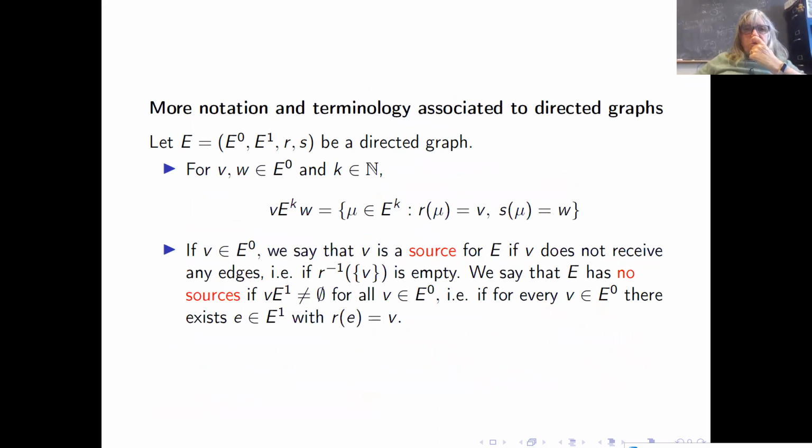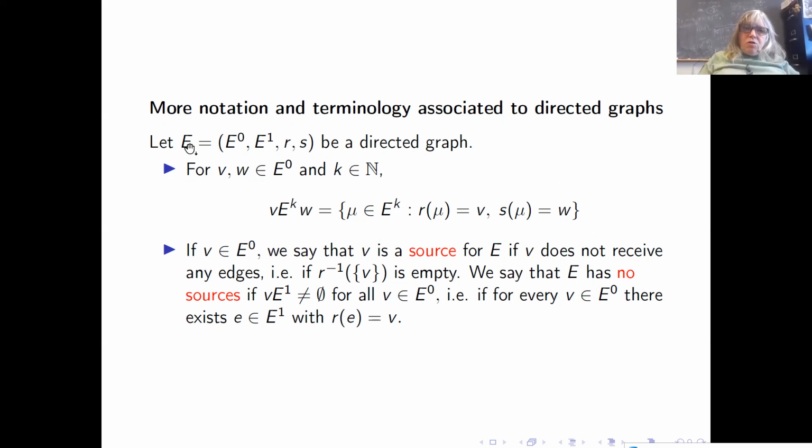So here's some more terminology. If you have a directed graph, and V and W are vertices, then we denote by V E^k W, where k is a non-negative integer, all the paths of length k such that the range of the path mu is V, and the source of mu is W.